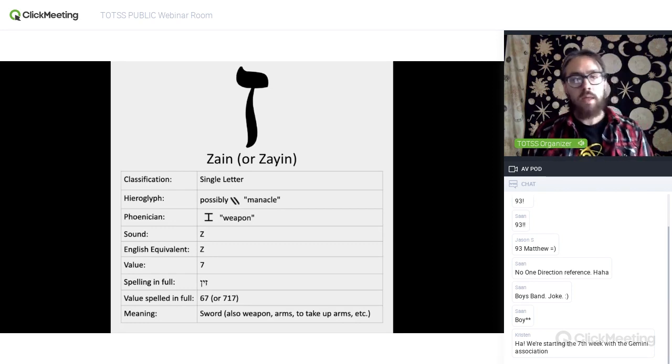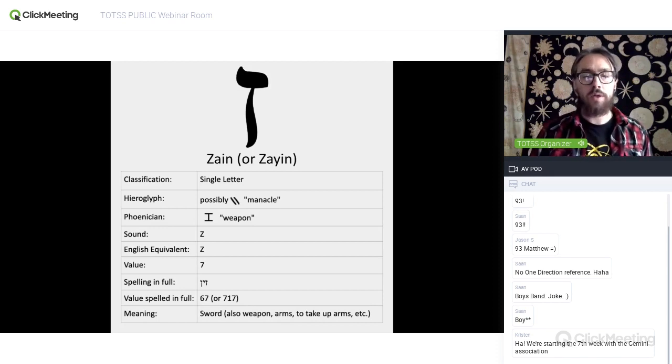All right, and so its meaning, now the hieroglyphic meaning is a little bit complicated. The standard meaning that we use in our tradition, and the one that you should know primarily, is sword, though it's probably weapon more generally. It can also mean arms, not the things attached to your shoulders, but in the sense of weapons, like to take up arms. This isn't the normal Hebrew word for sword, and it is used to mean weapons and arms even into modern Hebrew, though it is somewhat dated.